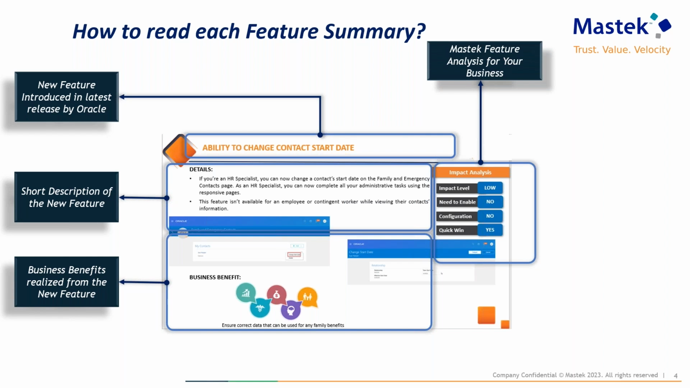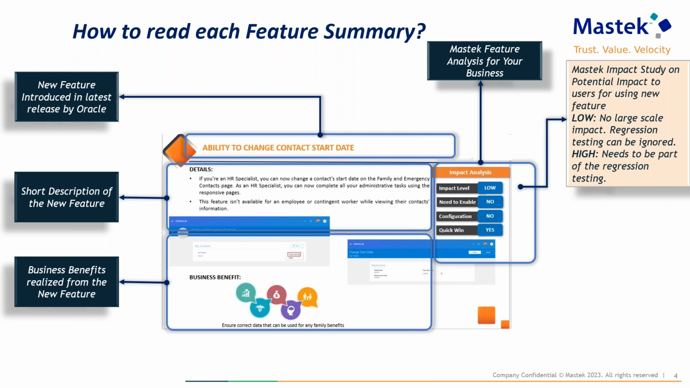There are four components where we have done in-depth analysis of features which we are going to present to you. First one is impact level analysis, which demonstrates the impact on the end user. If it's low impact, then regression testing can be avoided. If it's high, then we need to opt for regression testing.